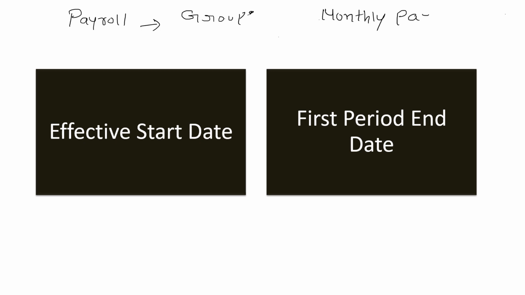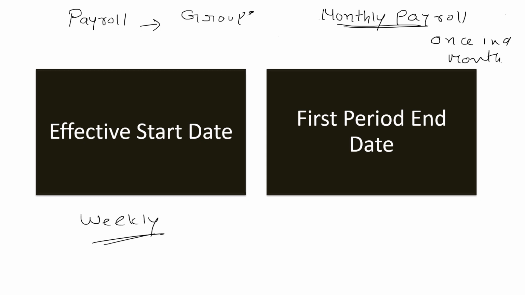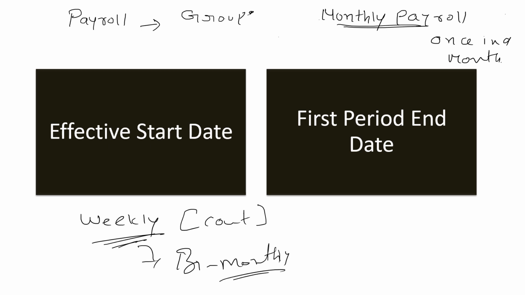Most countries do the payment once a month, or I can do a payment on a weekly basis as well. Depending on your country legislation and your company policy, you can define it. You can even pay bi-monthly, depending on how you want to process it.